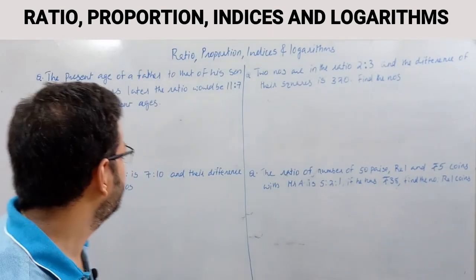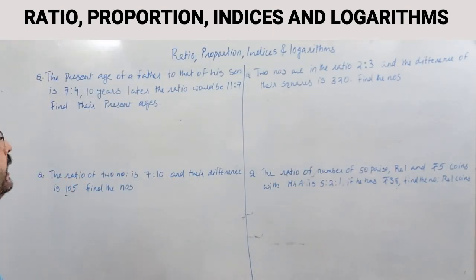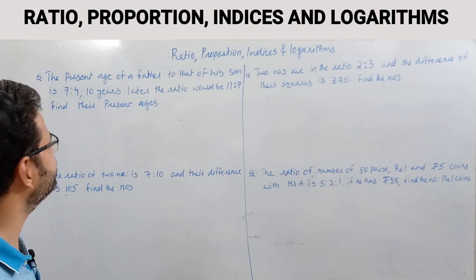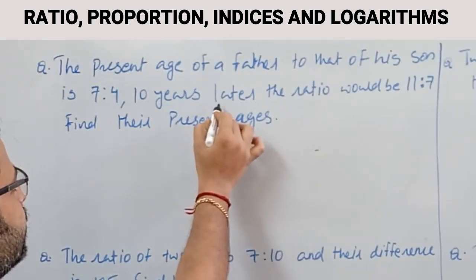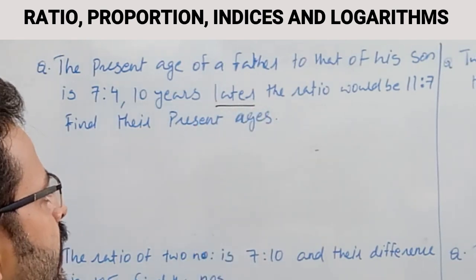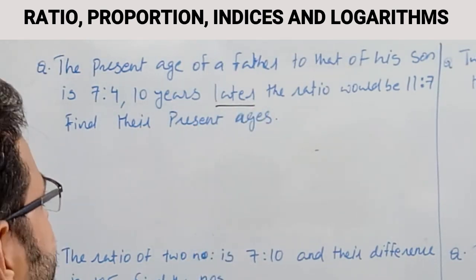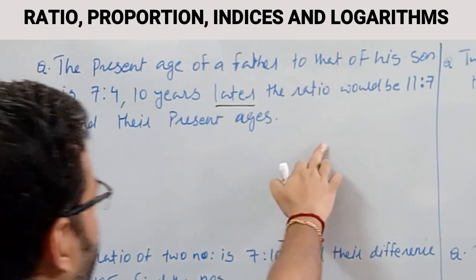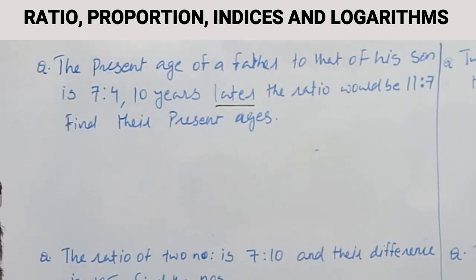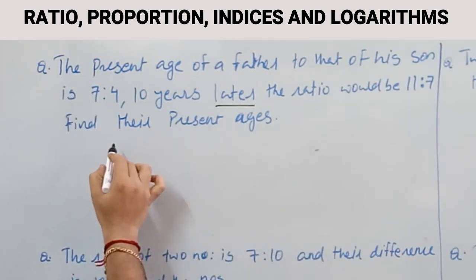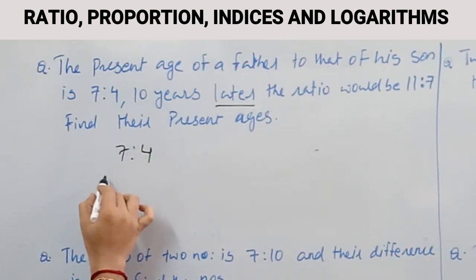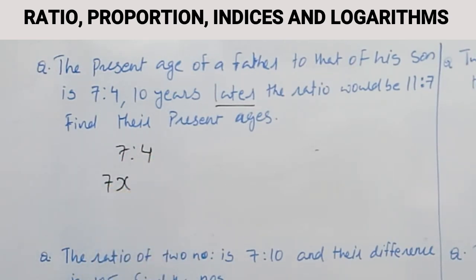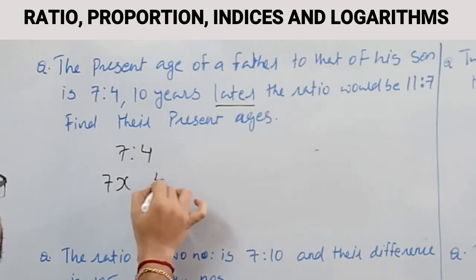Okay. Next problem. The present age of a father to that of his son is 7:4. 10 years later, the ratio would be 11:7. Find their present ages. Okay. In the question, it is given that the present age of father to that of his son is 7:4. That means father's age is 7x and son's age is 4x.